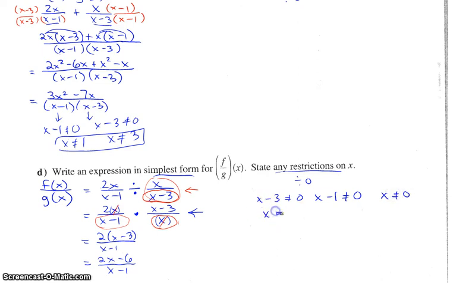So solve each of these, and these would be our restrictions, all 3 of them. Essentially, when you're dividing by a rational expression like that, the denominators can't equal 0, but also the denominator from the first step can't equal 0.